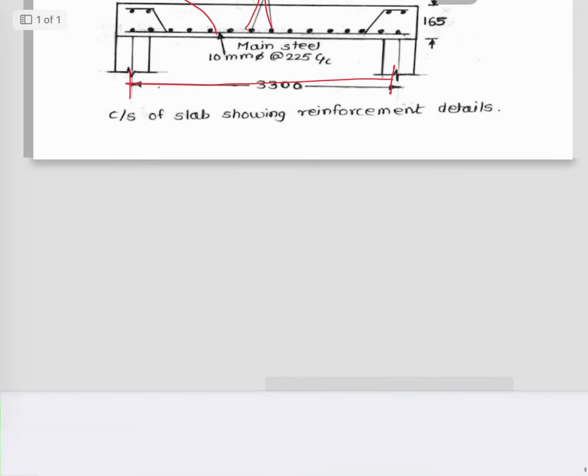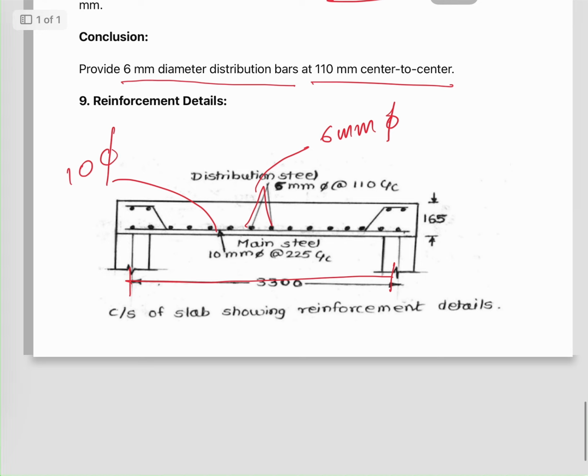Right, you got that. So this is the spacing, this is the reinforcement detailing. You can see it properly, right, and this is the cross section area. So based on this diagram, you can solve your problem and you can easily get good marks in the examinations.